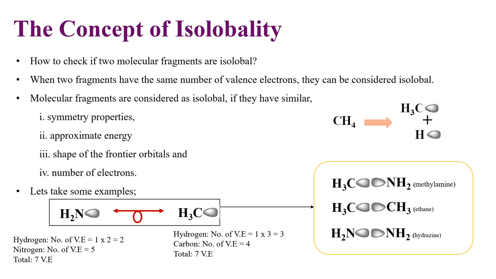we can club these two molecular fragments to get stable molecules, and the result is as seen here. You can get methylamine by clubbing a methyl radical and an amine radical, ethane by clubbing two methyl radicals, and hydrazine by clubbing two amine radicals. So this is how we can use the isolobal analogy concept in forming these stable molecules, or in arriving at whether the molecules formed from these molecular fragments are stable or not.